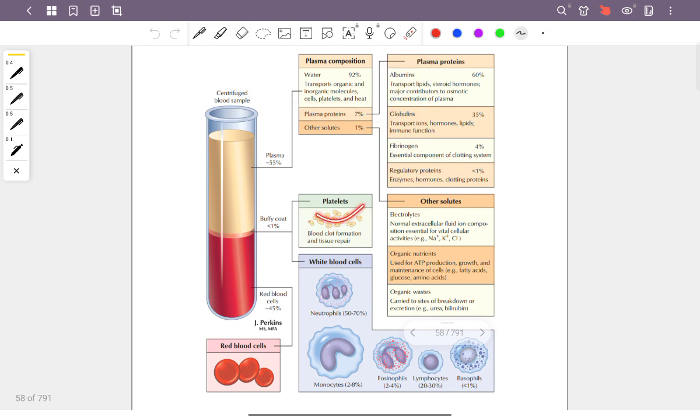The next one is the platelets. We know the function, which is blood clot formation and tissue repair. And in the same buffy coat, we have white blood cells, which are neutrophils, monocytes, eosinophils, lymphocytes, and basophils. Then the last one is the red blood cell, which is 45%, and its main function is to carry oxygen to the tissues to help them make energy and to regulate our body function.